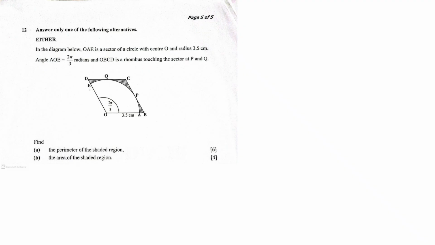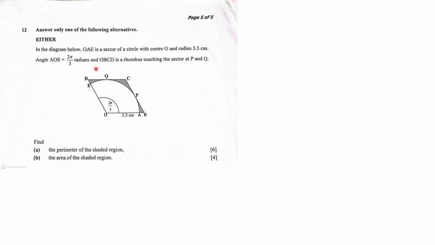So let's consider the question, read it together, try to understand it together, and then see how it was supposed to be worked out. First things first, let's read the question. In the diagram below, AOE is a sector of a circle with center O and radius 3.5 centimeters. Angle AOE equals 2 pi divided by 3 radians, and OBCD is a rhombus touching the sector at P and Q. So this is a diagram.